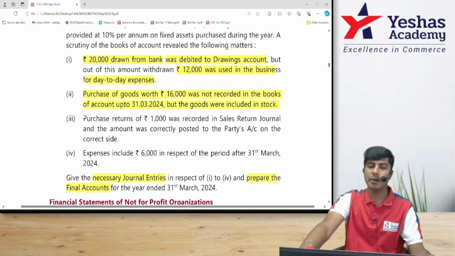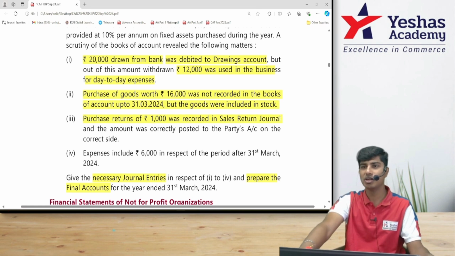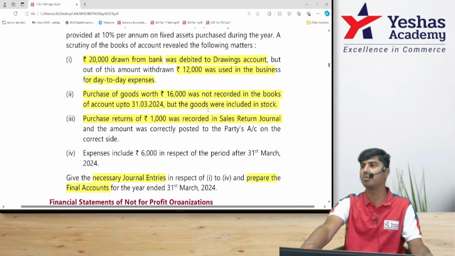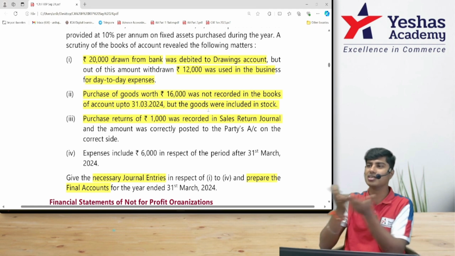After that, purchase returns of rupees 1000 was recorded in sales return journal. When the subsidiary books chapter was being done, this accountant skipped the class. So what did the accountant do? Purchase return he wrote wrongly in sales return.